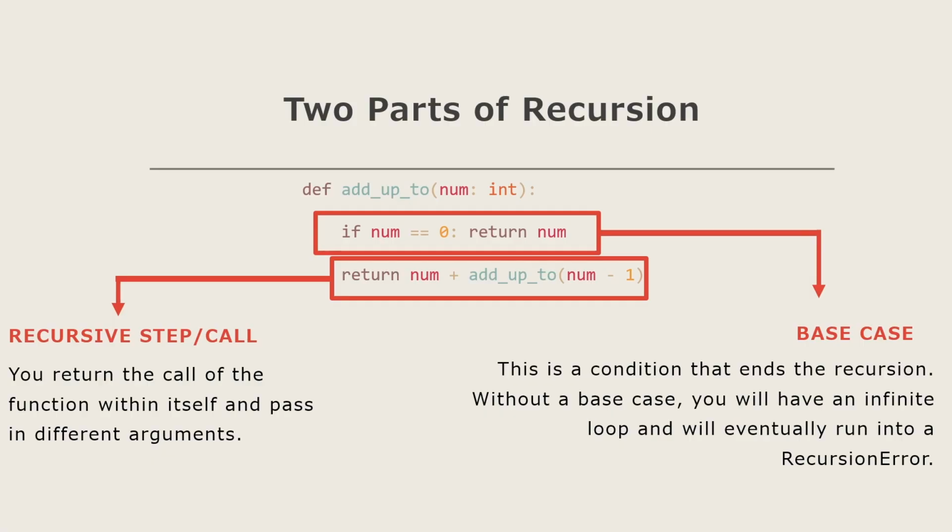Also notice the usage of the indefinite article "a." That implies that, yes, you can have multiple base cases. It depends on what you're trying to do. Then under that, you have the recursive step or the recursive call, where you return the call of the function within itself and pass in different arguments. In this case, because we are adding up the numbers from 0 to the number that you input, we're doing num plus addUpTo(num minus 1). Usually when you do a recursive step, you're adding to something, subtracting from something, or multiplying something. You're changing something for the most part. So yeah, these are the two main important pieces of a recursive function.